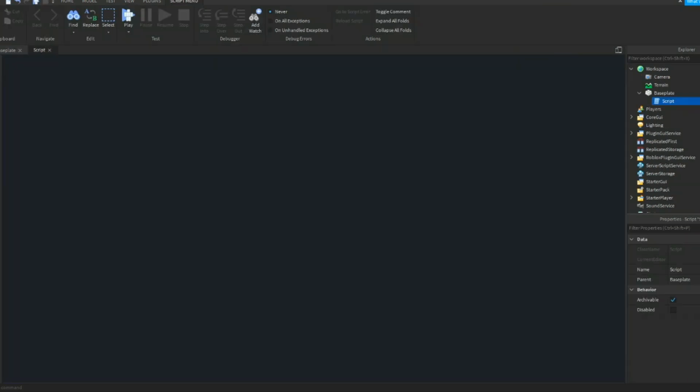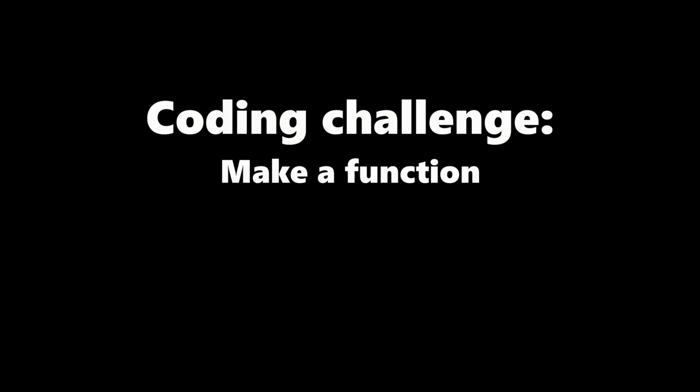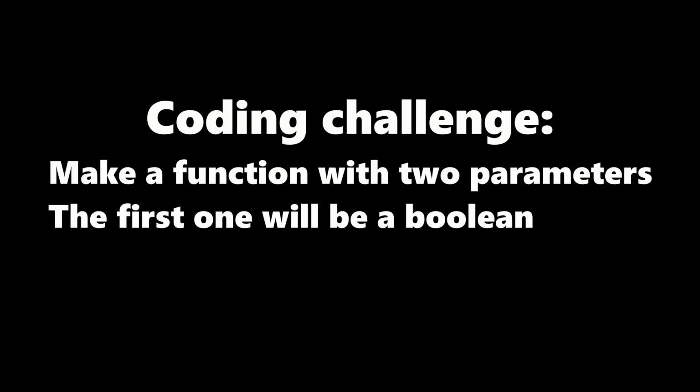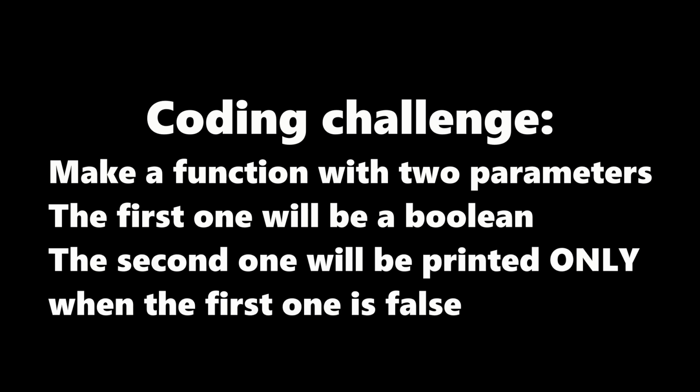Now it's time to give you your coding challenge. My task for you is to make a new function. You can name it whatever you want. It needs two parameters. The first parameter needs to be a Boolean value. It should either be true or false. The second parameter has to be a number.